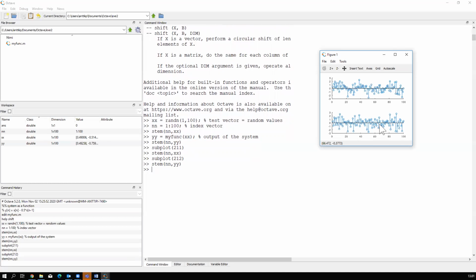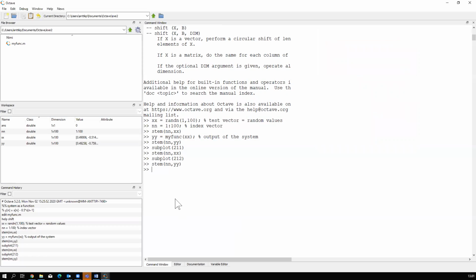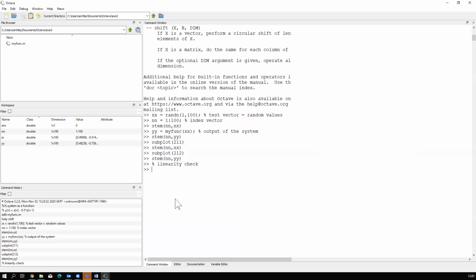Okay, it looks like that actually somewhat works. At least it gives some numbers. Now let's check for the linearity. Linearity check. And what does it say about the linearity?